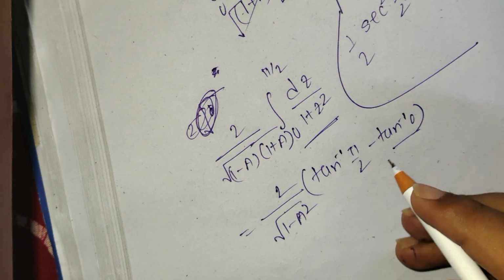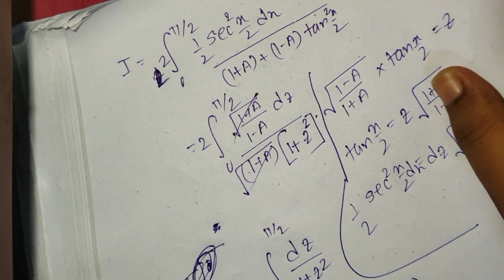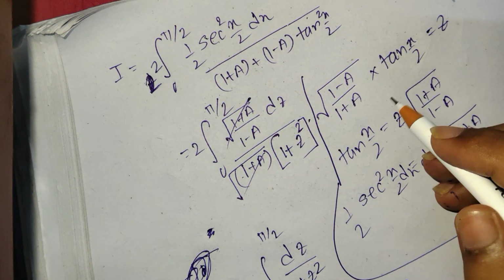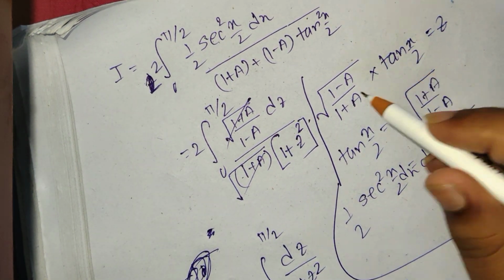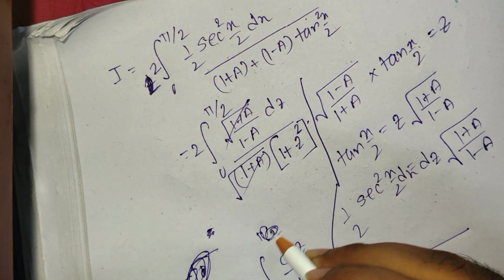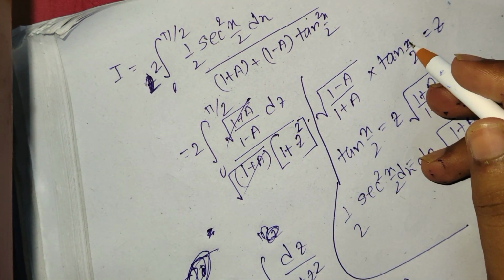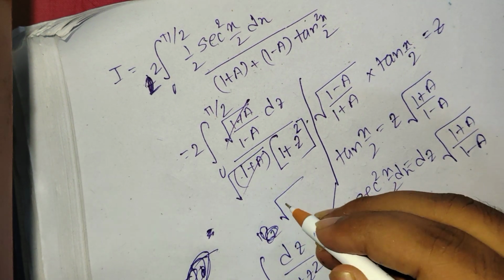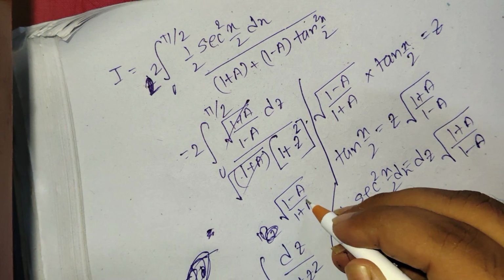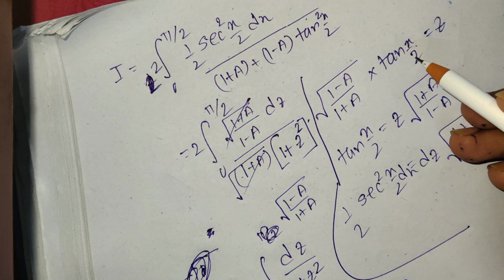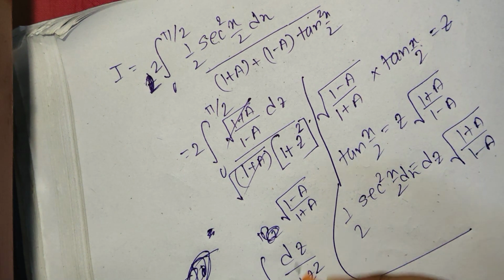Oh, sorry for a mistake. I made a big mistake, which is I haven't changed the limits. Sorry. You can see if we put pi by 2 here, then the upper limit will be converted into pi by 4, right? Tan pi by 4 is 1, so the upper limit is root over (1 minus a) by (1 plus a). And the lower limit, if we put 0, then tan 0 is nothing but 0.